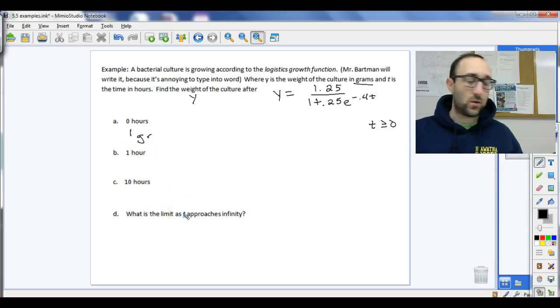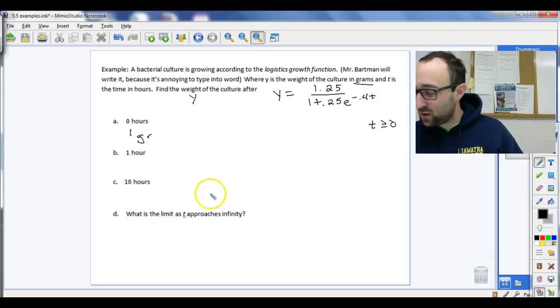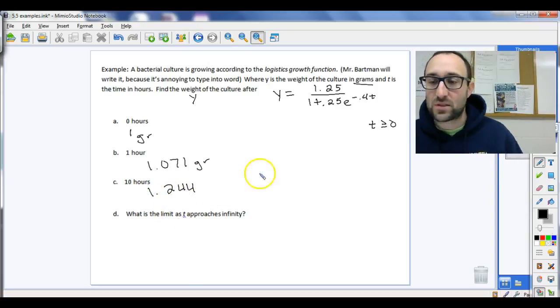Okay, so in this case, 1 hour, 10 hours. What happens as the limit goes to infinity? So we're going to put in 1, we put in 10. I will just tell you the answers for these, that way you can go through, put in 1 for t, figure it out. Put in 10 for t. When you put in 1, it should be about 1.071 grams, so not much. At 10, it's 1.244 grams. So what do you think is going to happen as t approaches infinity?